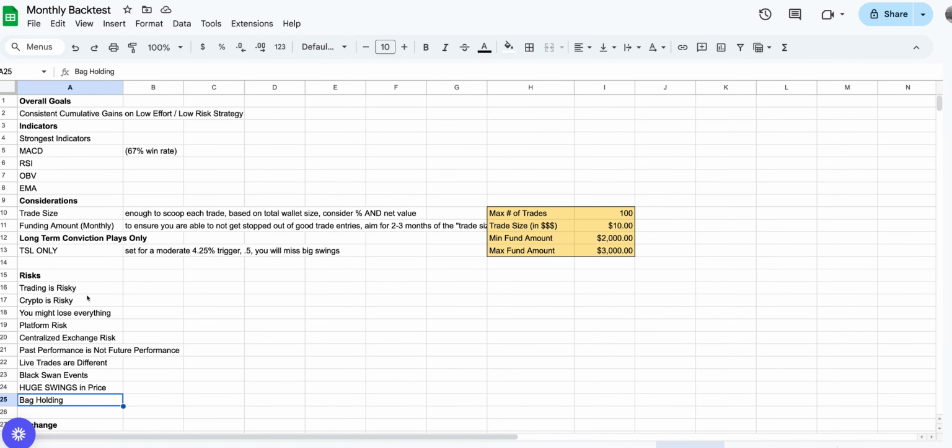But let's get on to the overall goals of this. The overall goal of this strategy is to see consistent cumulative gains with a low effort and low risk strategy. This is why I call this a no-loss set and forget strategy, because it's low effort, and it's low risk because you're not putting much at risk. And it's low risk because the gains are modest, but consistently and cumulatively over time, they add up to a big, strong strategy.